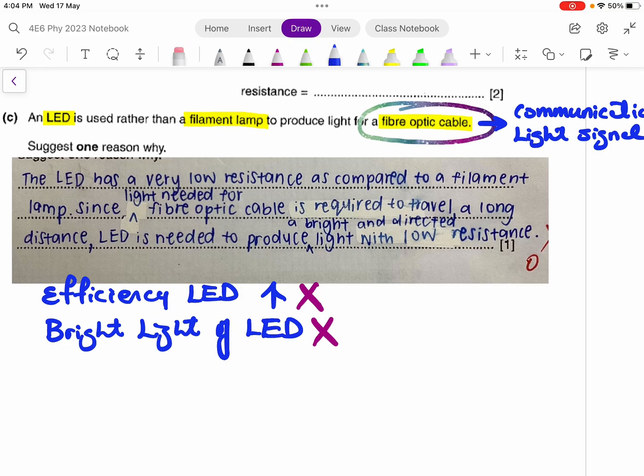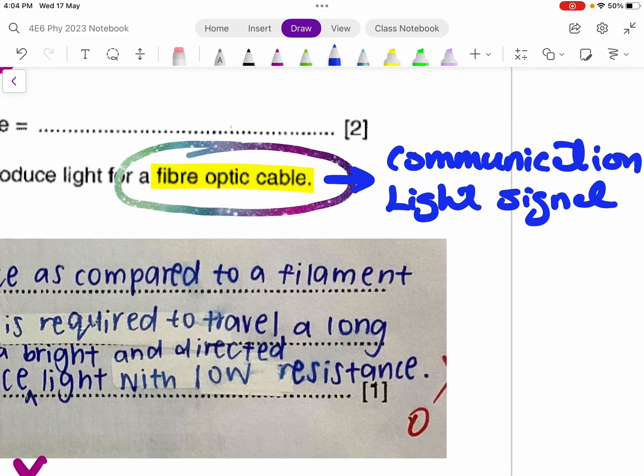Light signal means I want to say yes, I will turn on the light. I want to say no, I will turn off the light. Does it matter if it is a brighter light? No, there's no stronger yes, right? There's only yes or no, ones and zeros. That's how computers communicate. So they are checking whether you have this general knowledge of how a fiber optic cable works. It is a communication device that communicates bits of information, either a yes, a 1, or a no, a 0, right? So a brighter light doesn't matter.